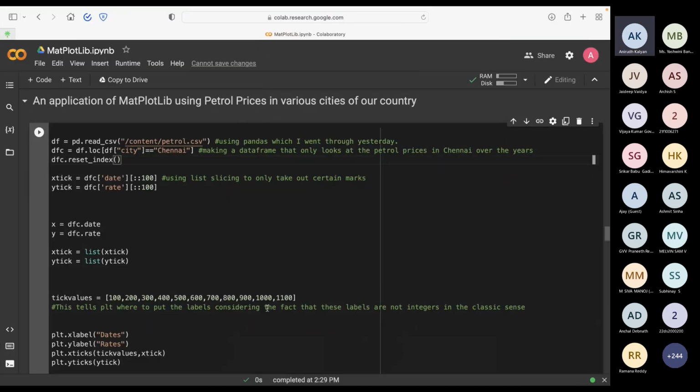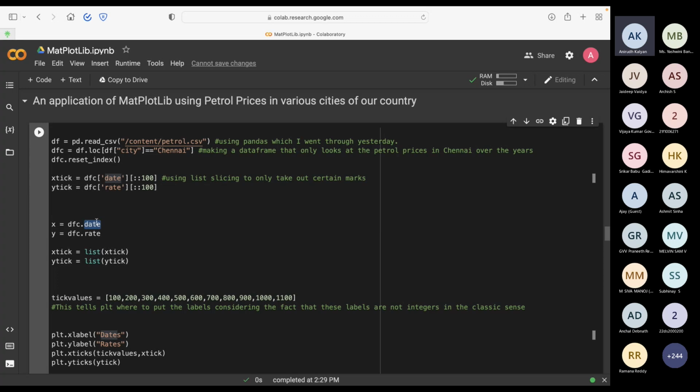Okay, fine. So what we are looking at is DFC. I'm naming Chennai's data frame as DFC. So now again, if you notice, xtick, ytick, and I'm taking dfc.date array from 0 to the end, but I'm taking only one element out of 100 elements. So I'm using list slicing to only take out certain marks. Even this, I will show you, will not be enough. So this is another indexing method that you can use. Notice that I've done DFC of date, no? It is as good as writing DFC.date. Keep that in mind.